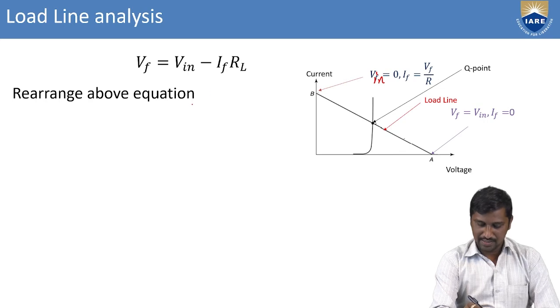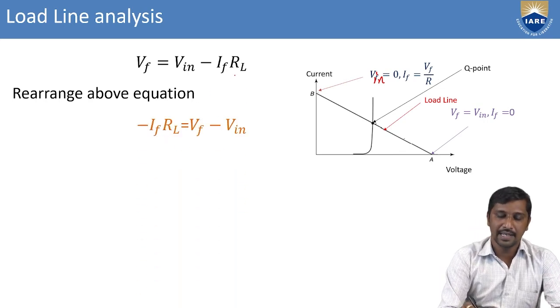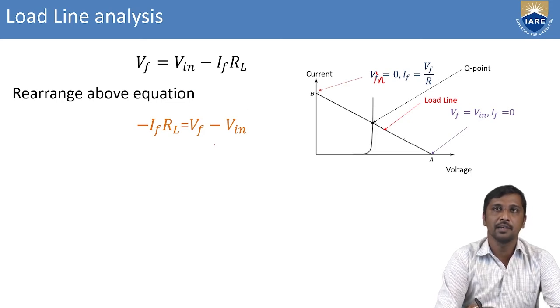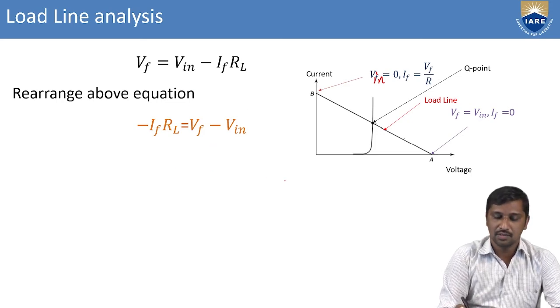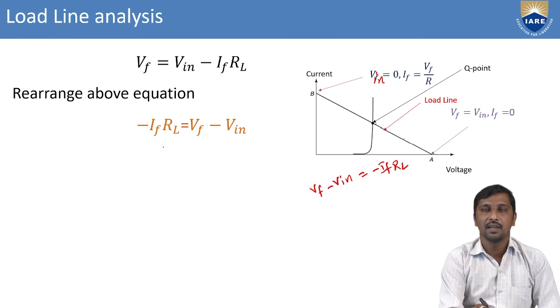If I rearrange this equation, I take this term outside. So If RL is equal to Vf minus Vin here. From this, you can take this Vin outside. So what happens here? Vf minus Vin is equal to minus If into RL. The same equation I represented here.